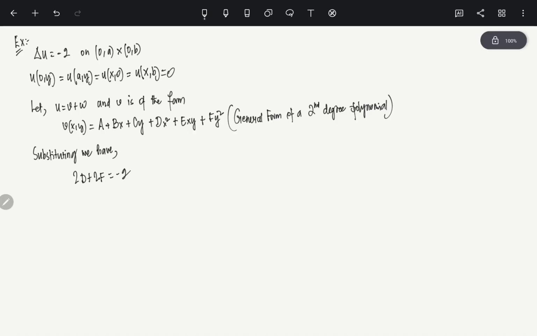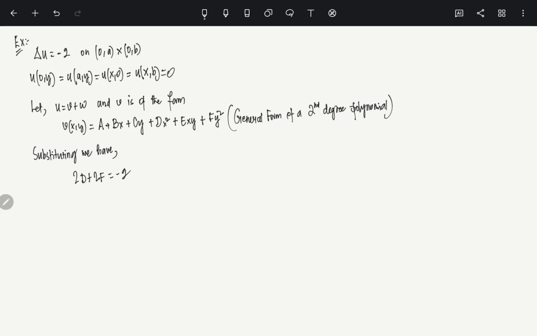So now I hope this is clear. See, let's say v is this. So what is v_x? v_x is nothing but b plus 2dx plus ey. Clear? And what is v_xx? If you differentiate again, this is gone, this is gone, you are only left with 2d. And similarly with respect to y, you are only left with 2f. So 2d plus 2f. I hope this is clear.